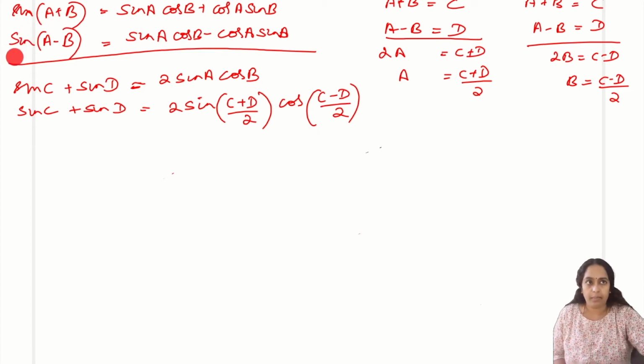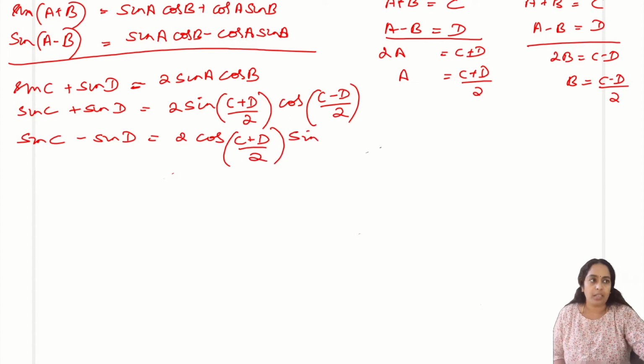Sin C minus sin D. What is sin C minus sin D? What happens to the right hand side, children? Sin A cos B and minus sin A cos B get cancelled. Cos A sin B minus of minus cos A sin B will be 2 cos A sin B. So it's going to be 2 cos of C plus D by 2 sin B, and B is C minus D divided by 2. So now I have these formulas of the sum and difference.